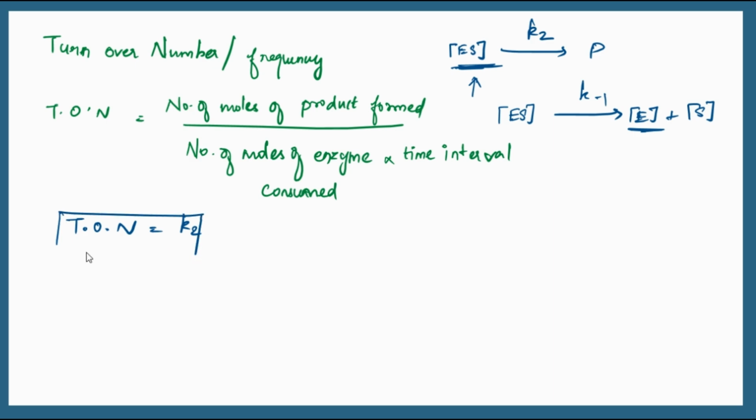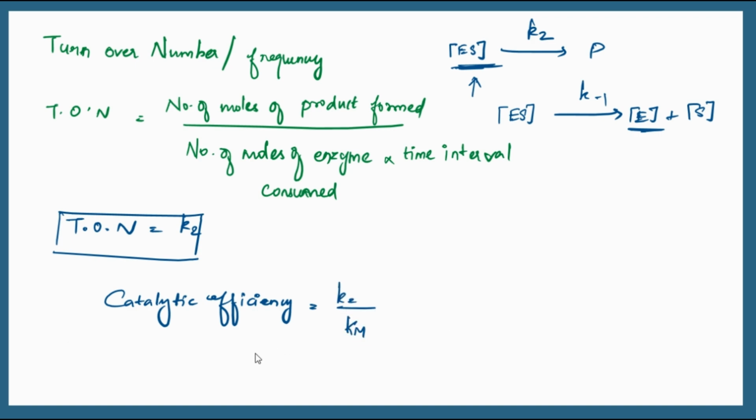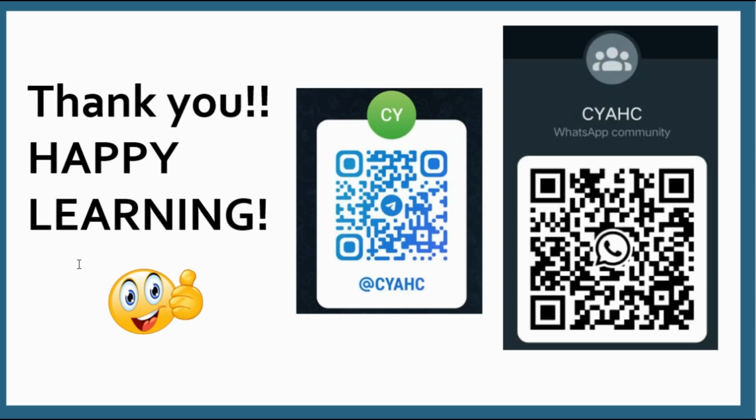Okay, and there is one more equation, which is your catalytic efficiency. Catalytic efficiency is directly proportional to, or is equal to, K2 by Km. K2 by Km is your catalytic efficiency. Okay, so hope you all understood this well. Thank you. Happy learning.